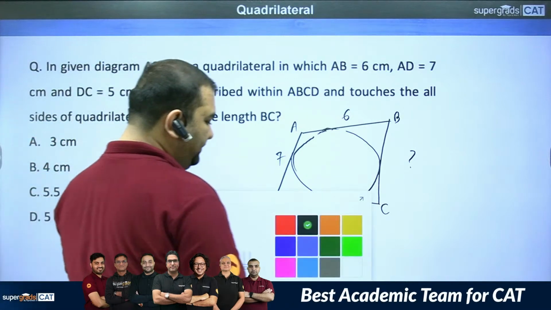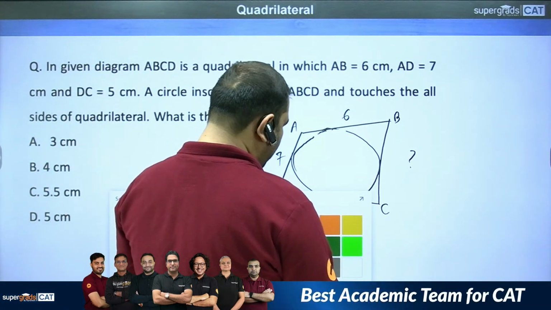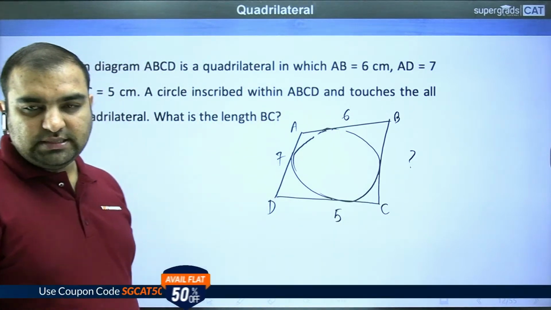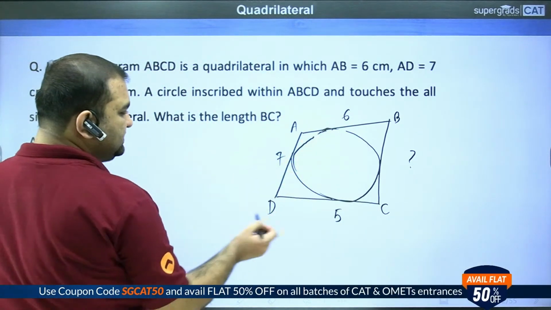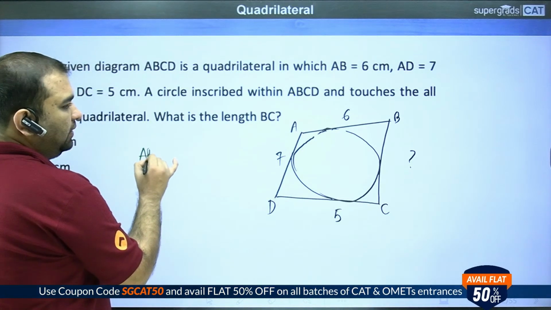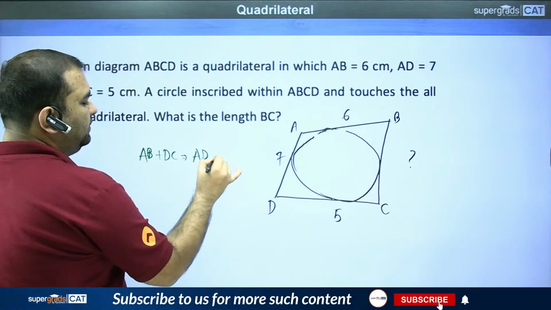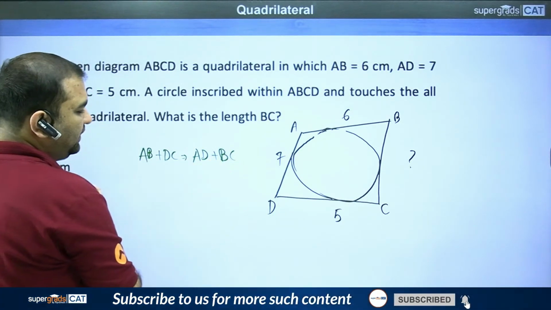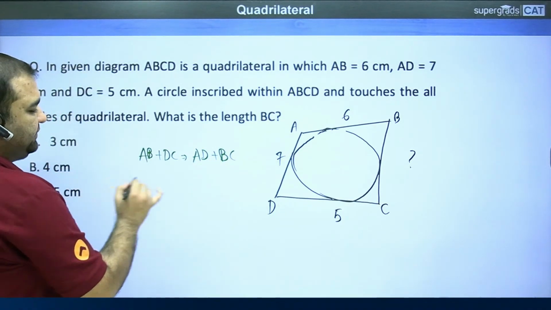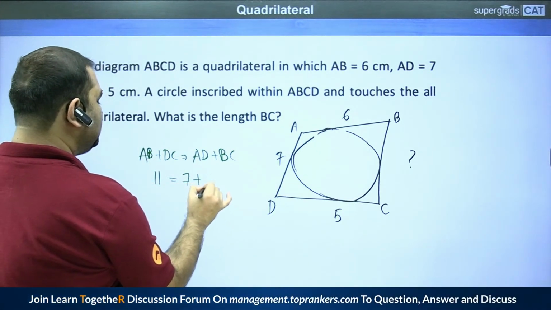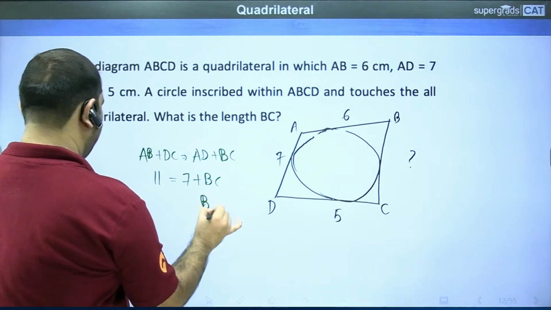What is the concept used? The concept used is, in such a scenario, sum of opposite sides are equal. Means AB plus DC should be equal to AD plus BC. 6 plus 5, 11 should be equal to 7 plus BC, which is 4.